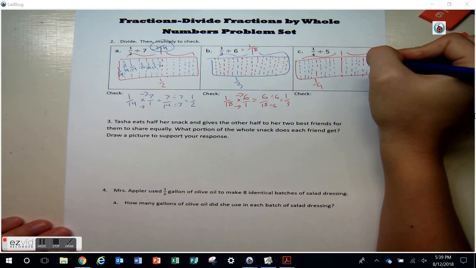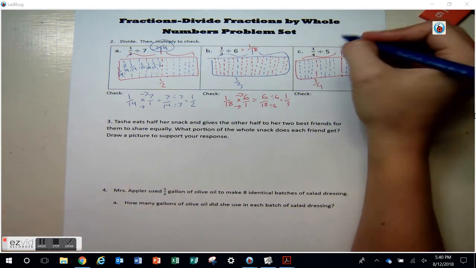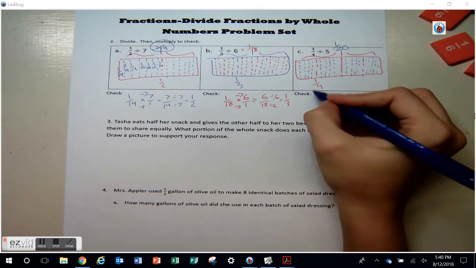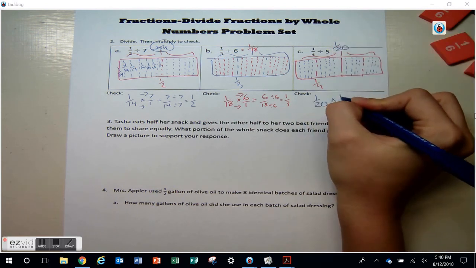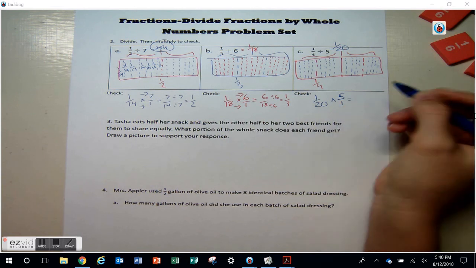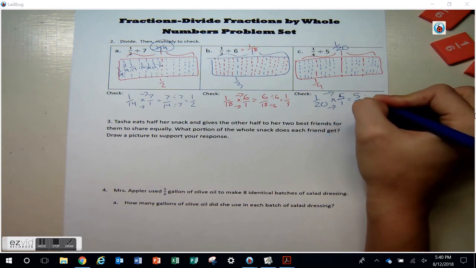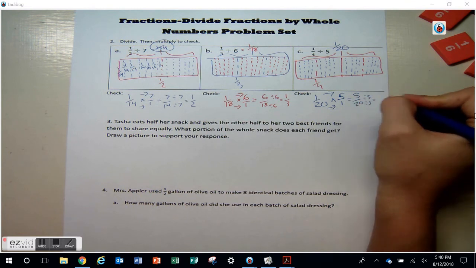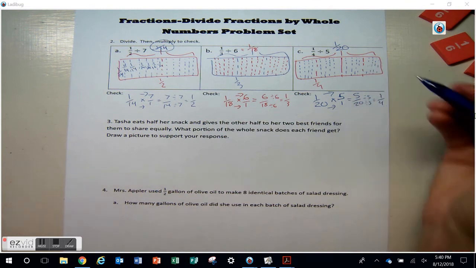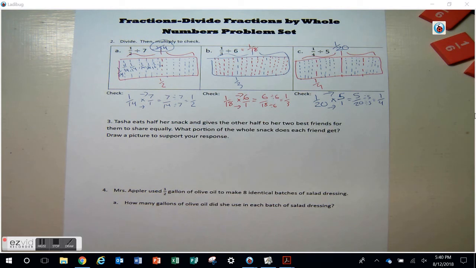1, 2, 3, 4, 5. And I see I have 20 pieces, so that would give me 1/20 as my answer. I check that by multiplying by 5, and we get 5/20. Divide by 5, divide by 5, top and bottom, which gives me 1/4, which is what I wanted.